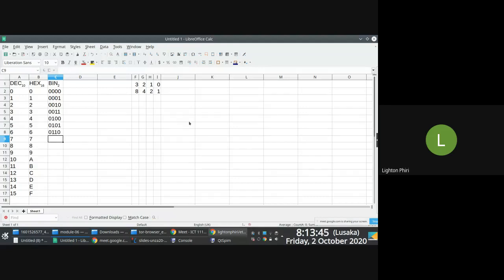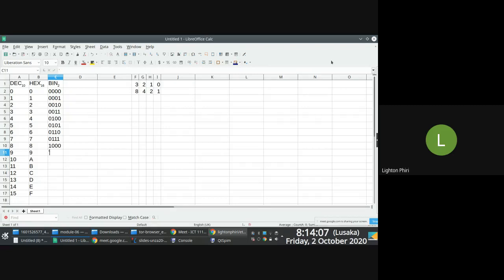For us to get a 7, all we're doing is adding 4 plus 2 plus 1. Yeah? 4 plus 2 is 6, 6 plus 1 is 7. So we're going to have 0, 1, 1, 1, right? For us to get an 8, it's just one lone bit here at the far left. 4-bit representation, remember? So it's 1, 0, 0, 0. Right?